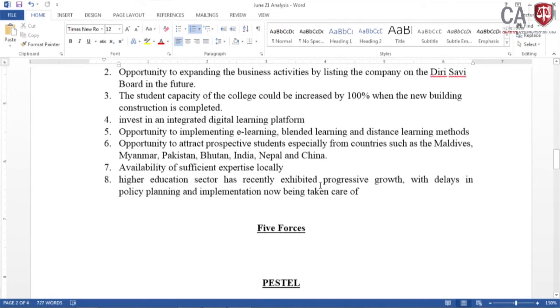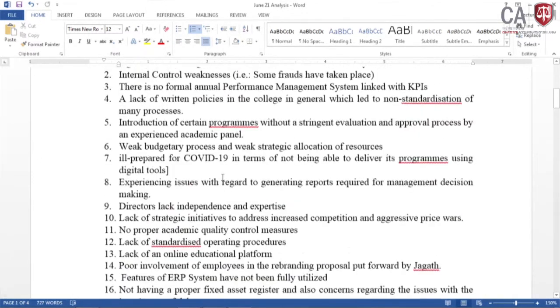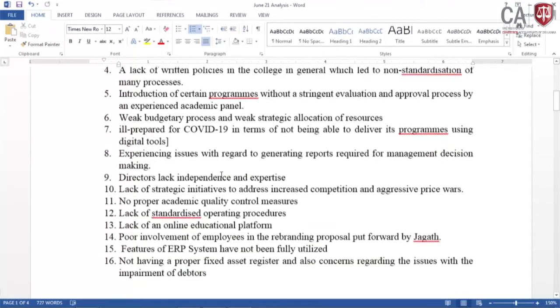Then opportunity to implement e-learning, blended learning and distance learning methods. Again an opportunity. Opportunity to attract prospective students, especially from countries such as the Maldives, Myanmar, Pakistan, Bhutan, India, Nepal and China. Then availability of sufficient expertise locally. Then the higher education sector has recently exhibited progressive growth, with delays in policy planning and improvement now being taken care of. Again, it is an opportunity for us. So, I have identified 8 opportunities, 15 threats, 16 weaknesses, 6 strengths.